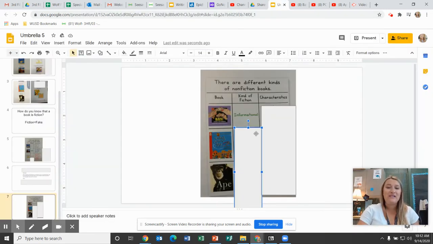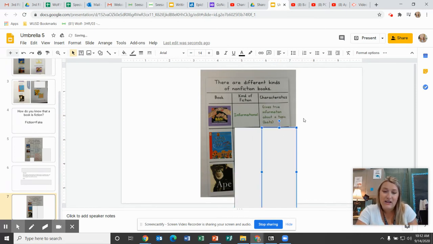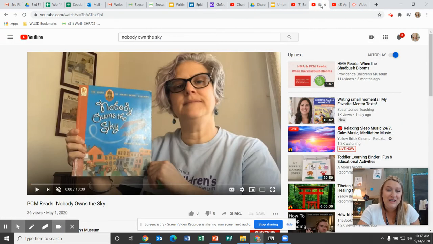So let's think, what makes this book a good informational text? What's a good characteristic? I saw that it gives true information about a topic, which is bats. All of it is true. There's diagrams, pictures, everything to explain that true information. This one was pretty easy. We're going to keep going, and we're going to look at another text. So far we have informational, which shows information. So easy, right? This next one is Nobody Owns the Sky.